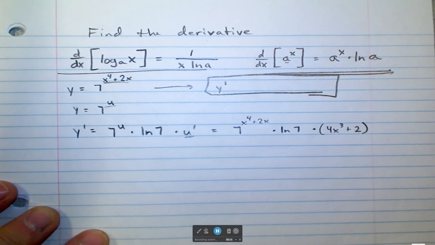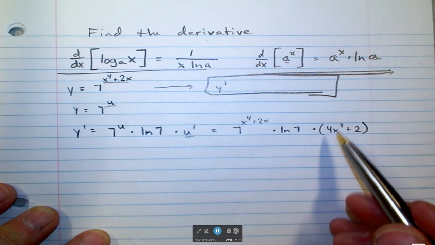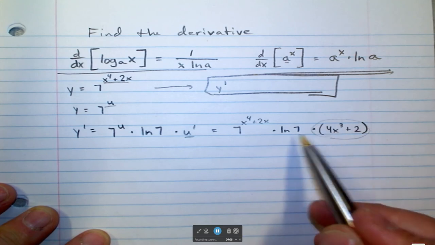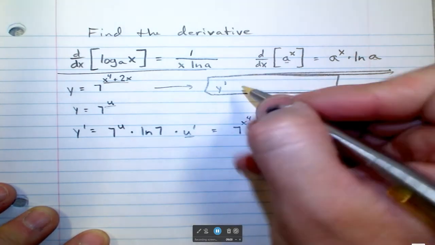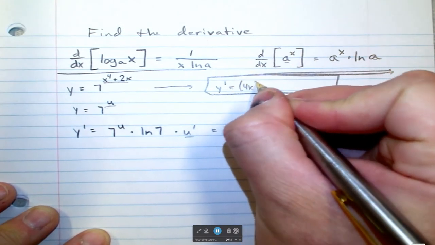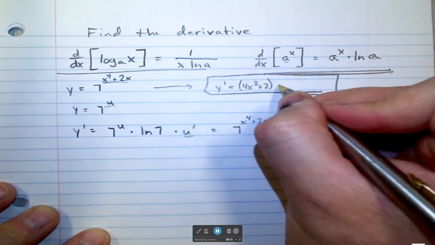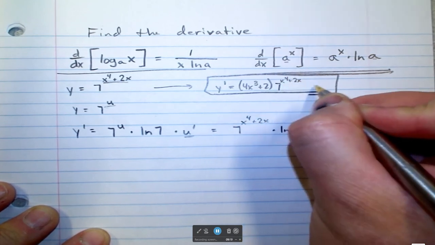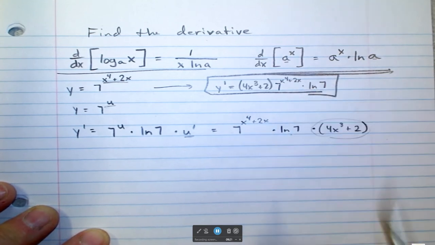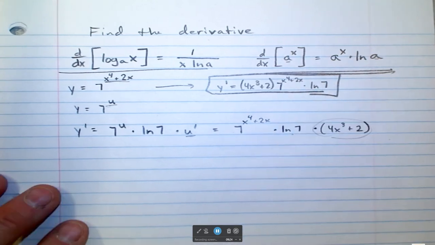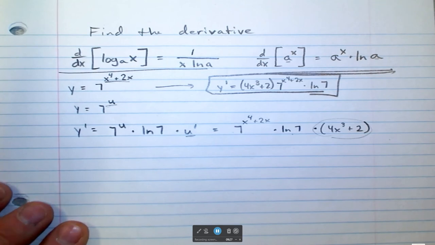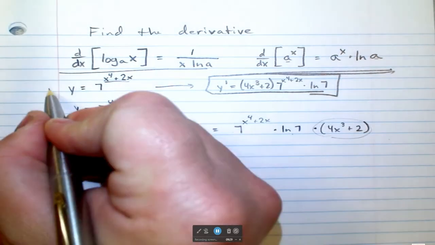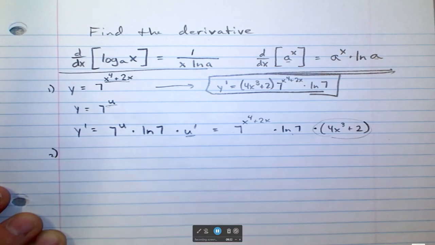And then however you want to write this, that's going to be your answer, okay? So you very easily could just leave it in this format. Most folks will put this guy first, this guy last, and this guy in the middle, okay? So we'll say 4x cubed plus 2 times 7 to the x to the 4th plus 2x times the natural log of 7. Okay, that would be our typical way that we would write this answer. Okay, so there's number 1. Number 2.